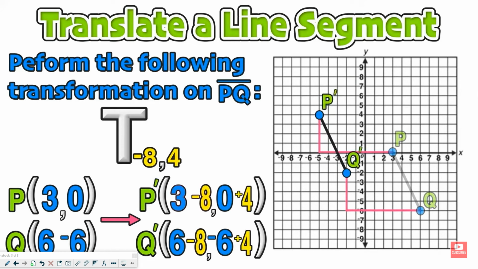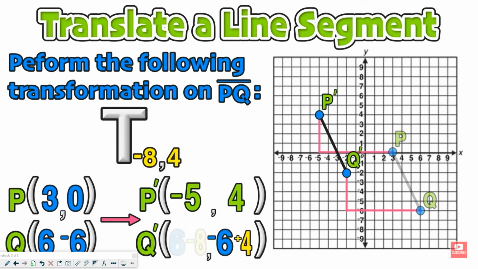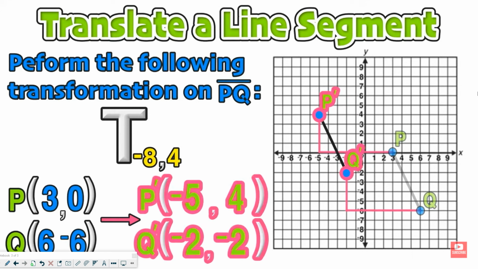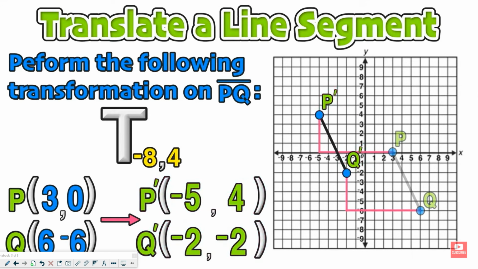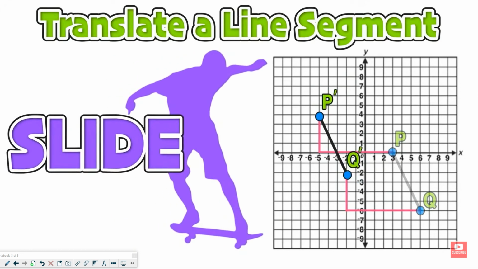Finally, we can verify our final coordinates by finding the first x value, 3 minus 8, is negative 5. 0 plus 4 is just positive 4. And now for Q prime, 6 minus 8 is equal to negative 2. And the final coordinate, negative 6 plus 4, is equal to negative 2. Notice that these points correspond with our graph for the image of line segment P prime, Q prime. Now we can visualize and conceptualize just what it means for a line segment to be translated by sliding it from one location on the coordinate plane to another.